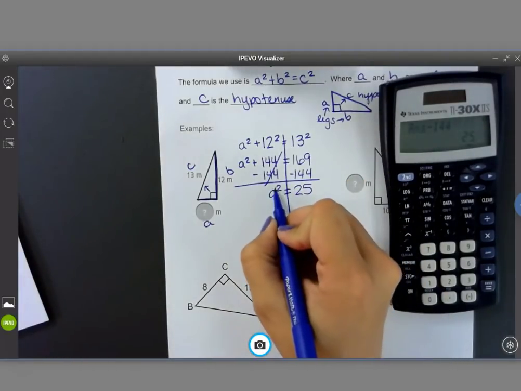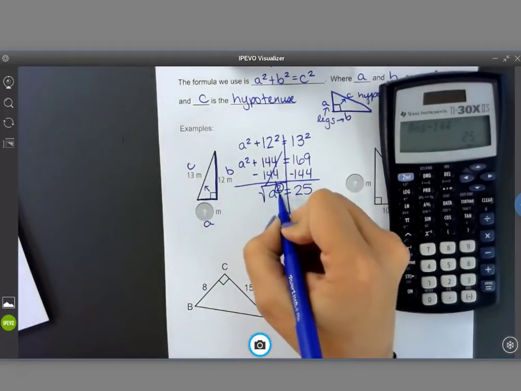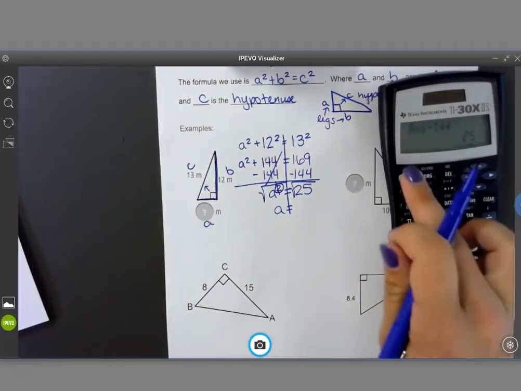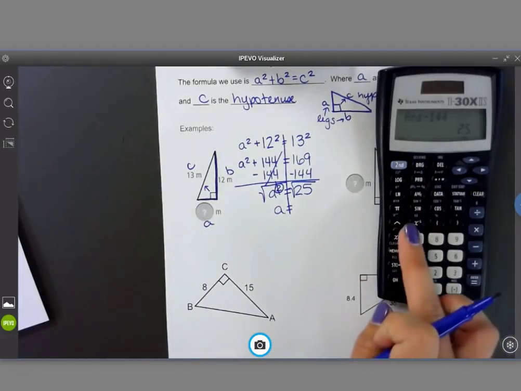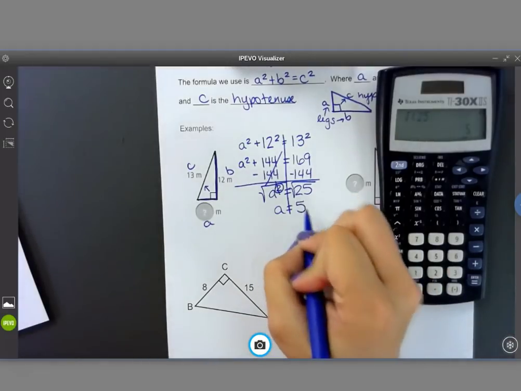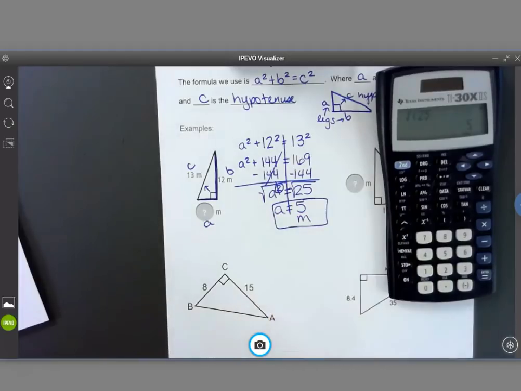Remember, the opposite of squaring a variable is square rooting it, and what we do to one side we have to do to the other side. So we're going to take the square root. Remember, you hit the second button and the x squared button, 25, and hit enter. So A equals 5 meters.